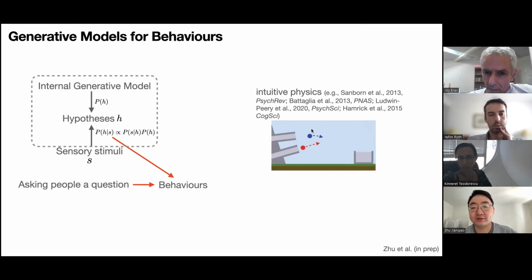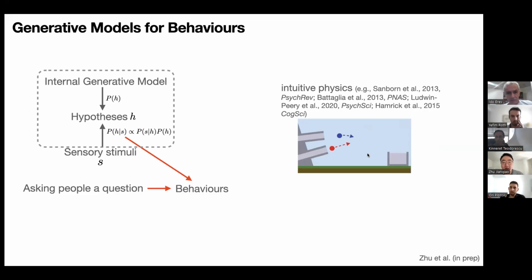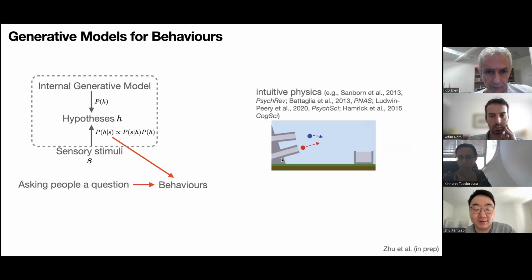And you can ask all sorts of questions about, for example, you can ask people whether the two balls will collide in the air, or whether the two balls will, well, you can ask all sorts of questions about these stimuli.